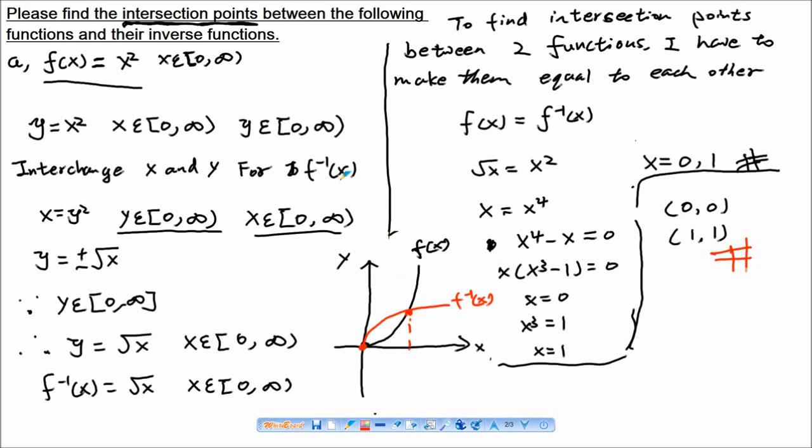Also, if you come across a question to find the intersection points between a function and its inverse function, we all know the inverse function is a reflection in the line y equals x. So when we find the x coordinate, we can just substitute it into the function y equals x, and it's quite easy to find the y coordinates of the intersection points, because they should lie on the line y equals x.